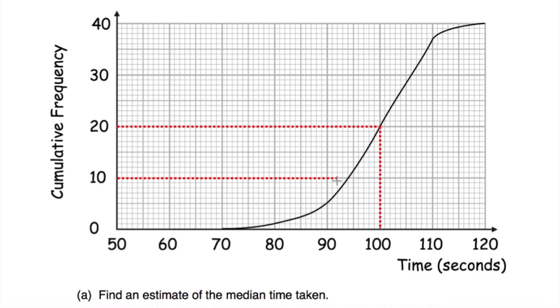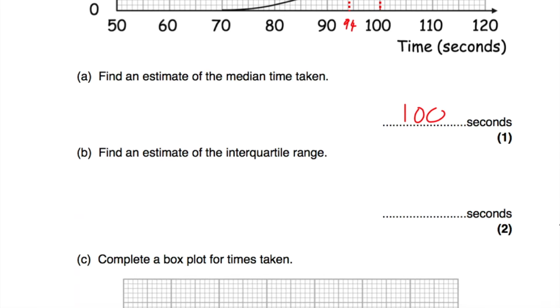So 10 across and down brings us to here, and that's one box before the middle one there. Okay, so let's see what the scale is. From 50 to 60, that's an increase of 10 in 10 little boxes, so each little box is worth 1. So 91, 92, 93, 94, so that's 94. Or you could go to 95 and go back 1, that'd be 94. So our estimate for the lower quartile is 94 seconds.